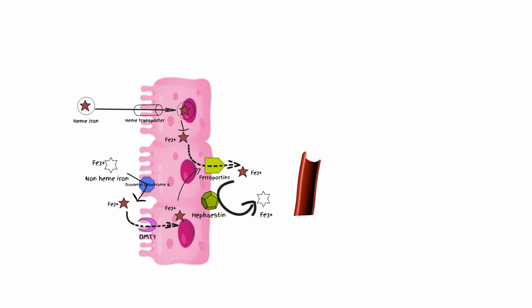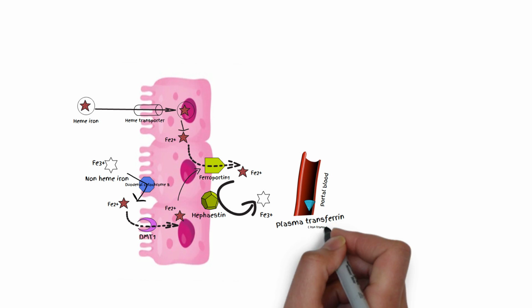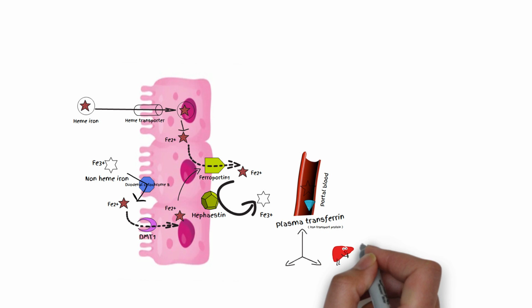It reaches where plasma transferrin receptors are present mostly. It reaches the erythroid marrow cells, for erythroid marrow activity, and the other iron will be stored in the ferritin form.